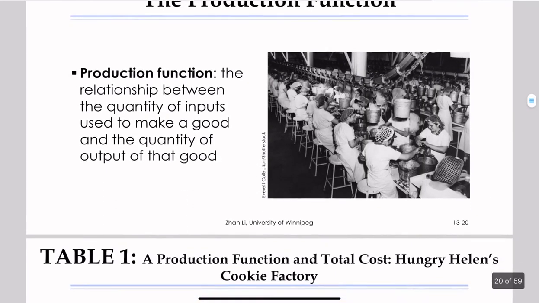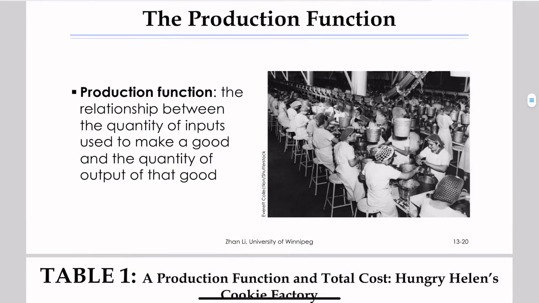Okay, now let's talk about production function. Well, obviously, if you wanted to think about a firm's optimal decision, you have to think about a firm's production. So how do you understand a firm's production? Well, we could use a production function. A production function is basically the relationship between the quantity of inputs used to make a product and the quantity of output for that product, right? So it's really the relationship between output and input.